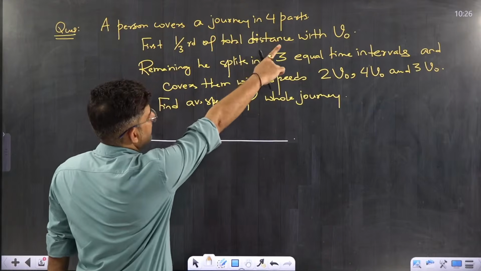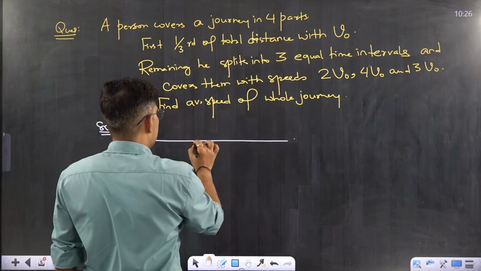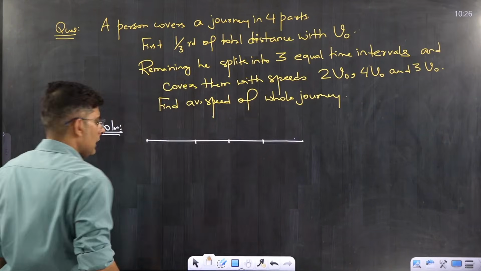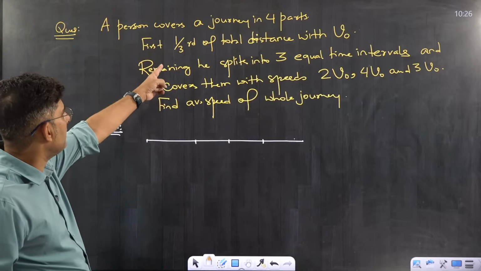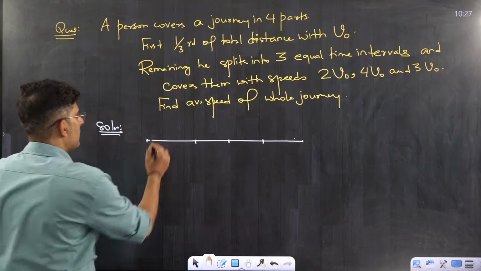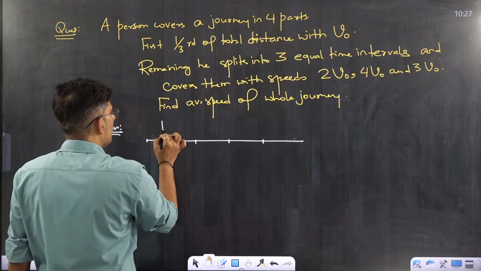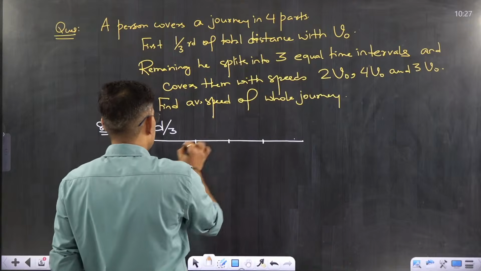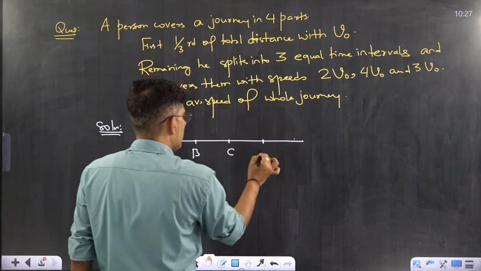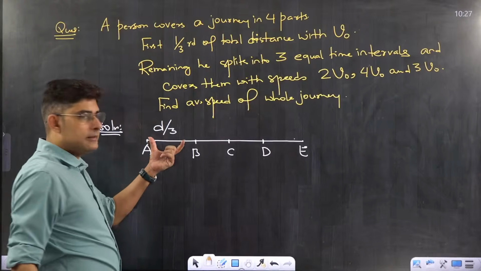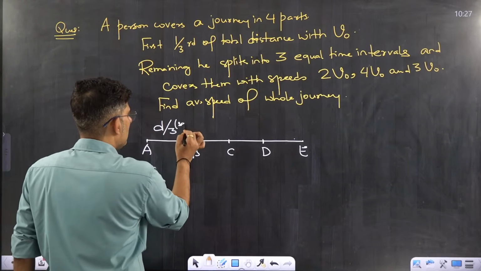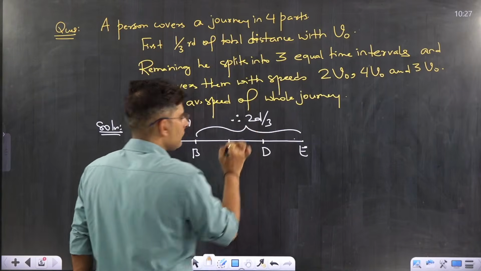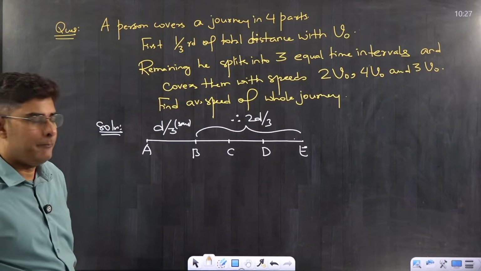Let's see how we can quickly solve it. I told they are saying journey is covered in 4 parts. I will first form 4 parts. 1, 2, 3, 4. That's it. Now they are saying first 1/3 of total distance. Suppose I take total distance as d. So 1/3 will become d by 3. Suppose it is A, B, C, D, E. 1/3 distance is d by 3, let's assume. So can I say the total remaining distance will be 2d by 3?